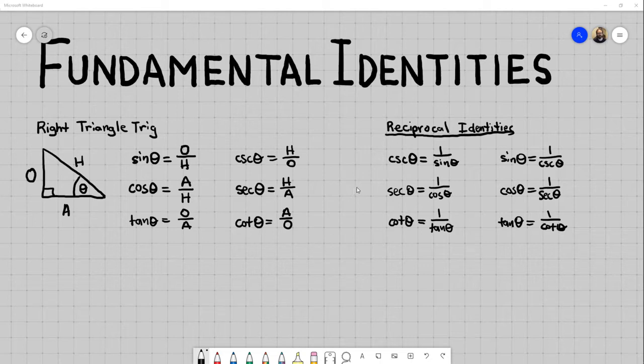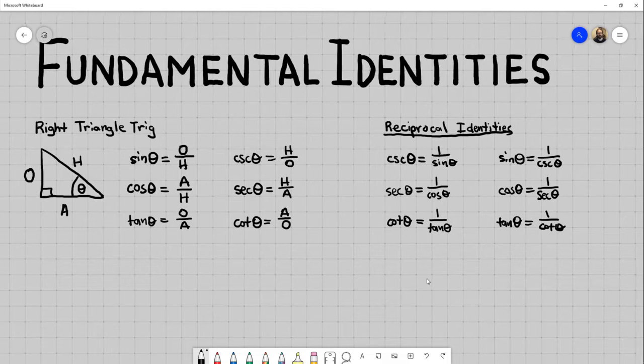And then we also discussed in class the reciprocal identities. We can see that sine and cosecant are flipped fractions of one another, so that means that cosecant is the reciprocal of sine. Sine is the reciprocal of cosecant. Similarly, secant of theta and cosine of theta are reciprocals. Cotangent of theta and tangent of theta are reciprocals. And again, we can see that they're reciprocals just by looking at the definitions. They're just flipped fractions. The next batch of fundamental identities are often referred to as the tangent-cotangent identities.